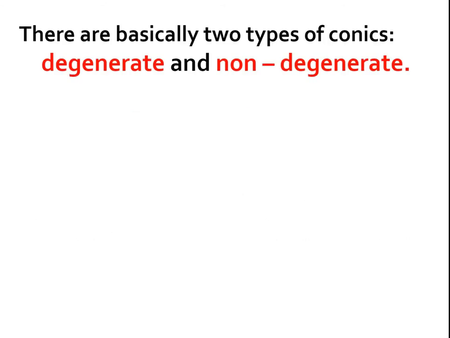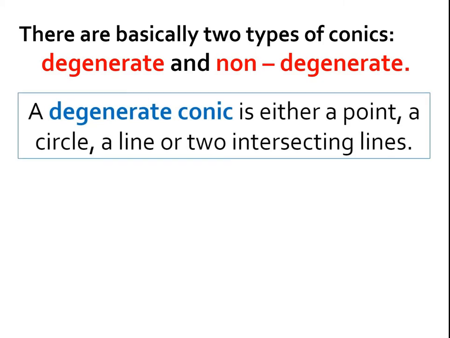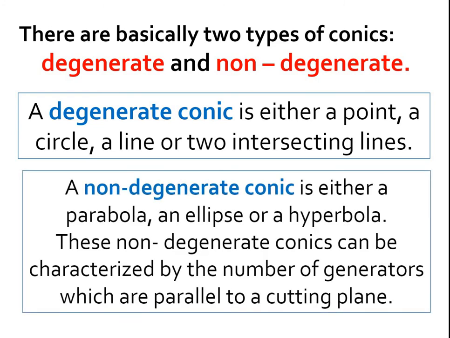There are basically two types of conics, the degenerate and the non-degenerate. A degenerate conic is either a point, a line, or two intersecting lines. A non-degenerate conic is either a circle, a parabola, an ellipse, or a hyperbola. These non-degenerate conics can be characterized by the number of generators which are parallel to a cutting plane.